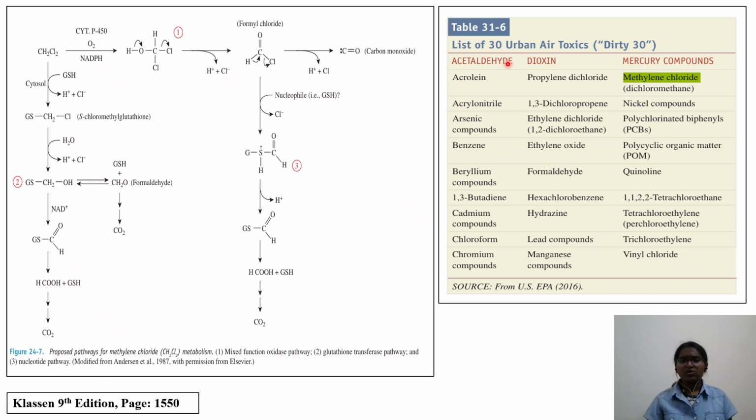Okay, also I have seen that in table 31.6, they have given this particular methylene chloride, it is listed under the 30 urban air toxics. So nowadays one of the topics you might come across in the exam is about pollution. They might list out certain toxics, so this comes under the dirty 30. So read this table also in the Klaassen.